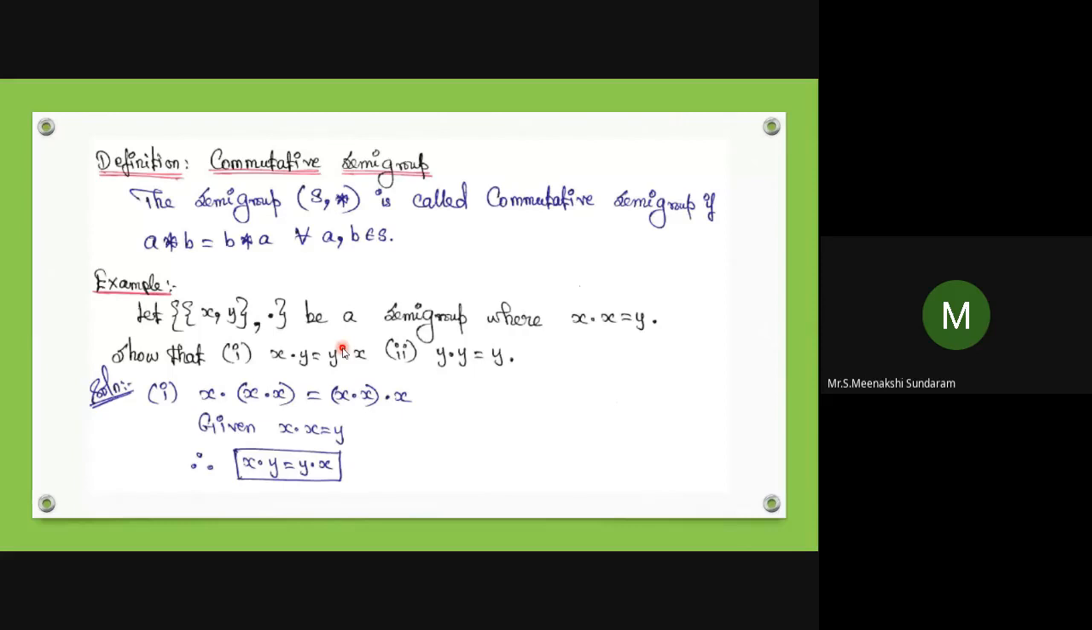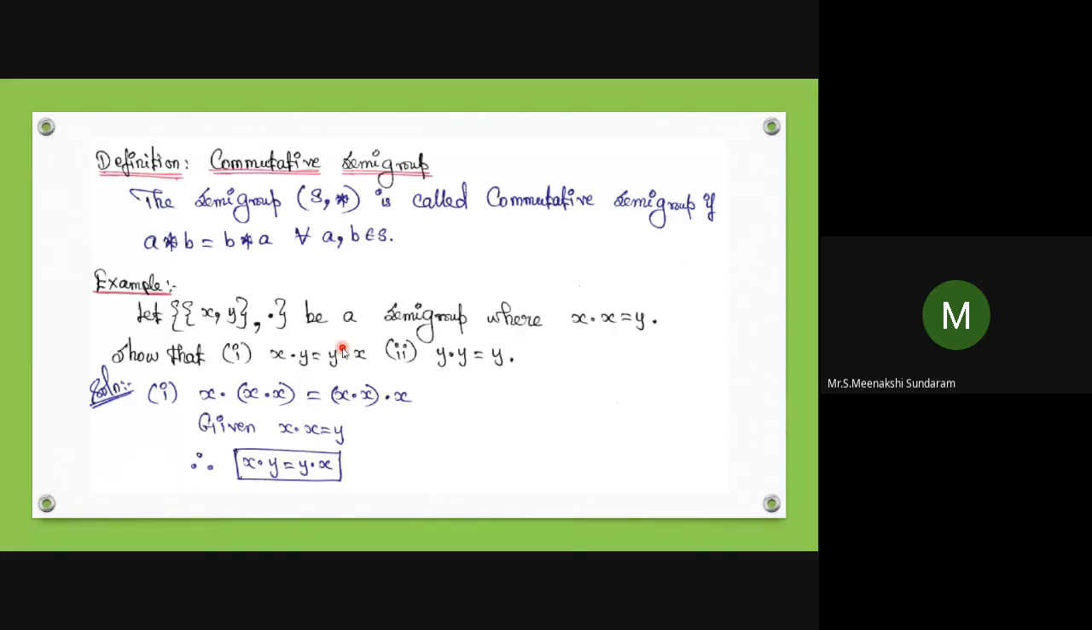For example, let the set of x comma y, with the operator dot being normal multiplication, be a semigroup where x dot x is equal to y. The input is given as x dot x is equal to y, that is, whatever the two inputs, if the first coordinate is given, the output is the second coordinate. Show that x dot y equal to y dot x and y dot y equal to y. So this is a most important 2-mark problem.